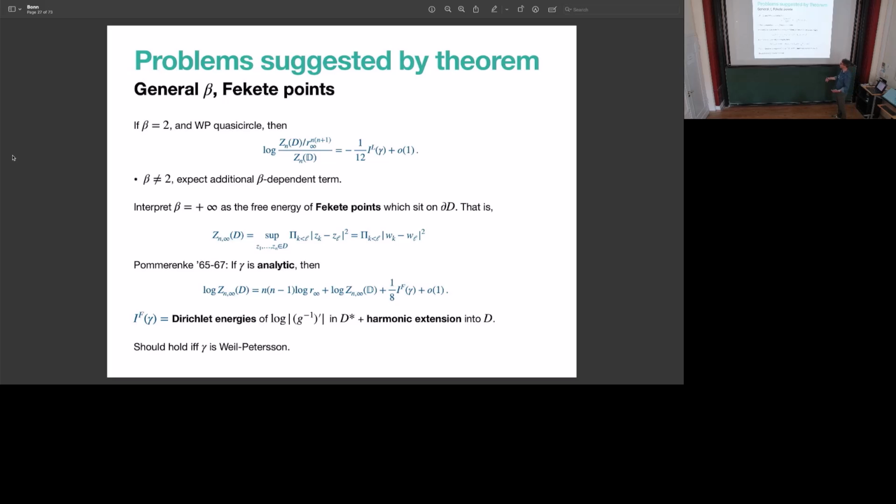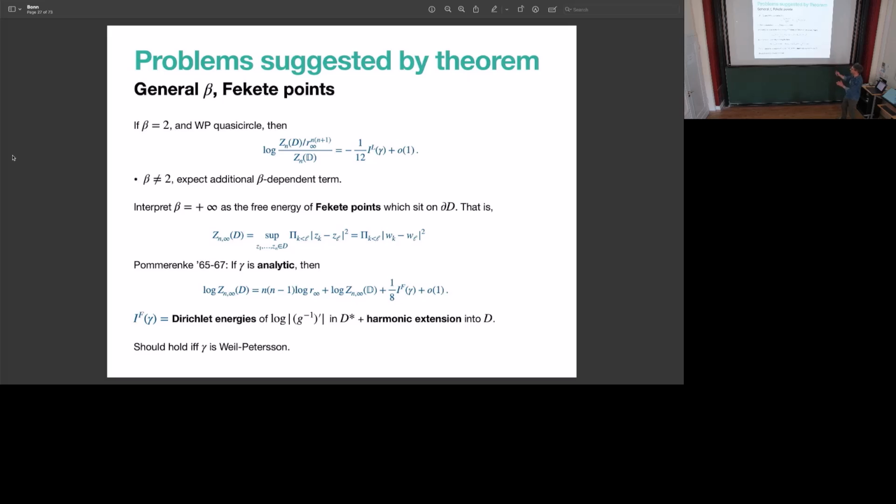Okay, you take that guy, and you look at what the boundary values are on the curve. Then you take the harmonic extension of those boundary values inside the curve. That gives you a function that's harmonic away from the curve in the whole thing, and then you compute the Dirichlet energy of that. So you can write this in terms of the normal jump operator. But this should hold if and only if gamma is Weil-Petersson. This number is also finite.